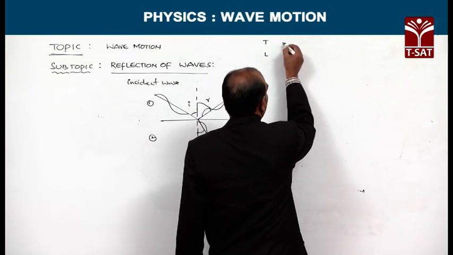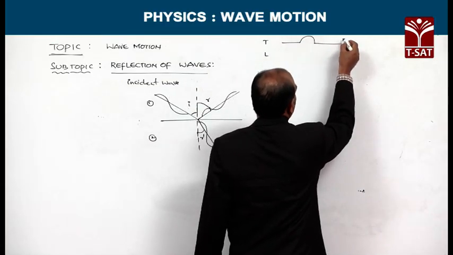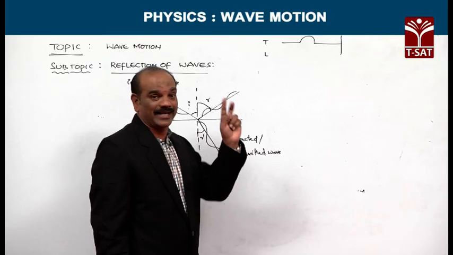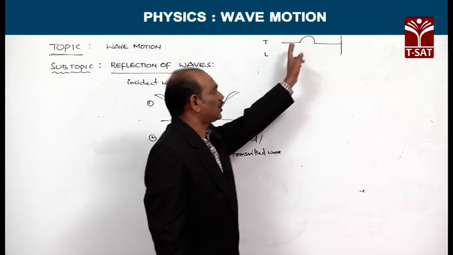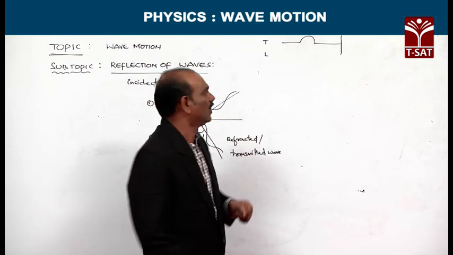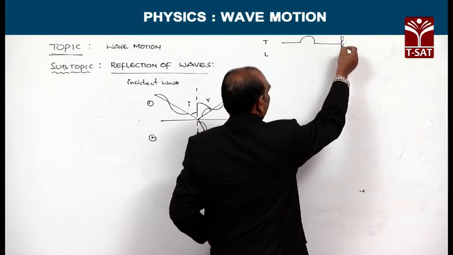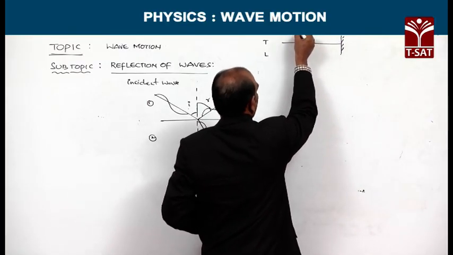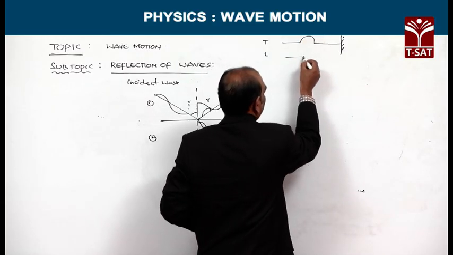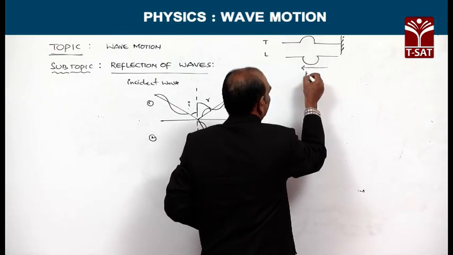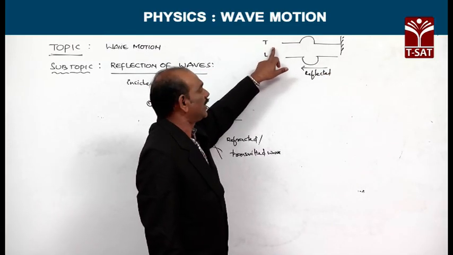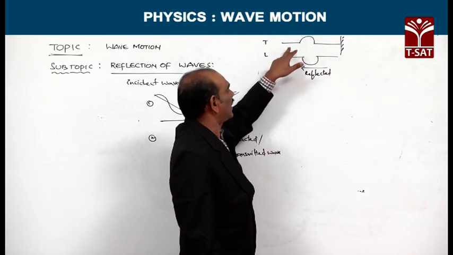Reflection of waves can be explained in two cases: reflection from the free boundary, and reflection from the fixed boundary. At the fixed end, suppose this is the rigid end and this is the incident pulse. When a transverse pulse is incident on the fixed boundary and reflection takes place from the rigid end, this is how the wave is reflected.